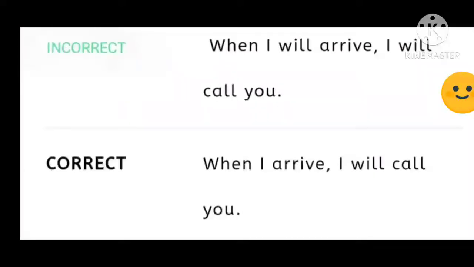When I will arrive, I will call you. I told you earlier about clauses, and here also two clauses are there, two parts in the sentence. When I will arrive, I will call you. And the rule says that we should not use a modal such as shall, will, can, may twice in a sentence. We have to use it only once, and that once also we have to use before the main verb or the first form of the verb in the main clause.